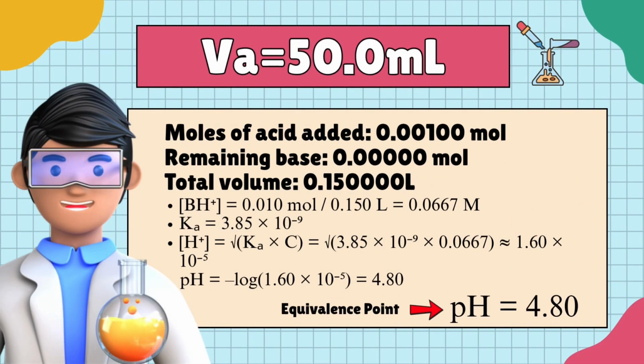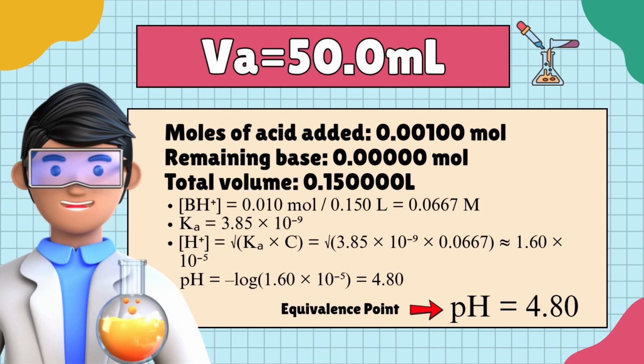We already calculated that the acid dissociation constant, Ka, for BH+ is 3.85 times 10 to the negative 9. At this point, its concentration is about 0.0667 molar. H+ equals 3.85 times 10 to the negative 9 times 0.0667, equals 1.60 times 10 to the negative 5. pH equals negative log of 1.60 times 10 to the negative 5, equals 4.80.